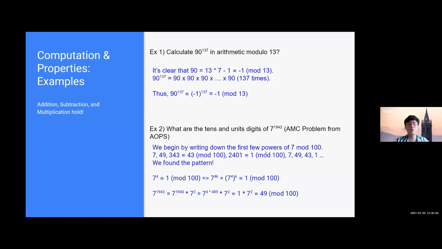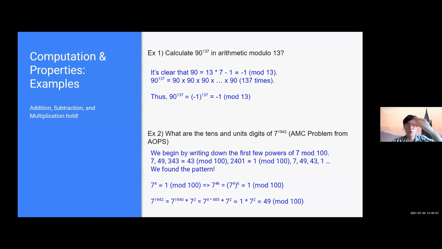If you keep watching the last 2 digits, you find a pattern that repeats: 7, 49, 43, 1 for every set of 4 powers of 7. Now that we found the pattern, we focus on the easiest possible exponent to use. We know 7 to the 4th is congruent to 1 mod 100, so we factorize 1942 as a multiple of 4 plus a remainder: 1942 equals 4 times 485 plus 2.